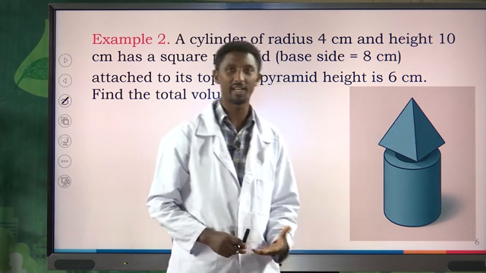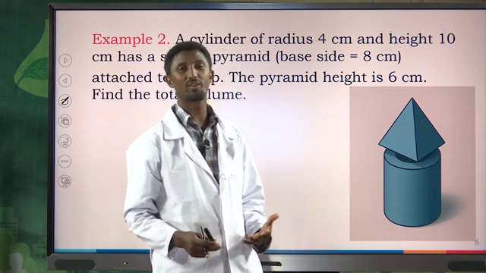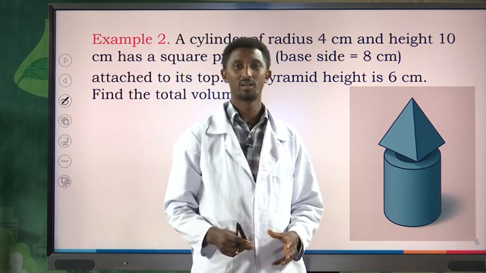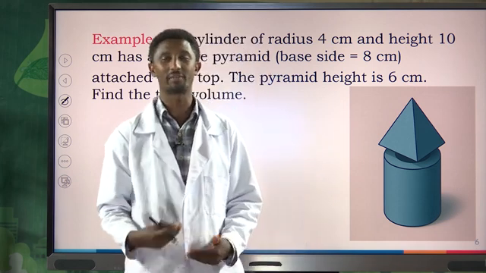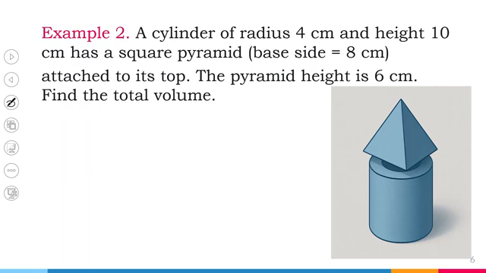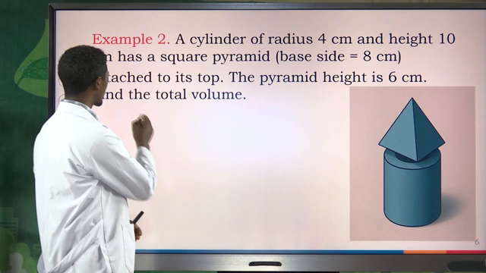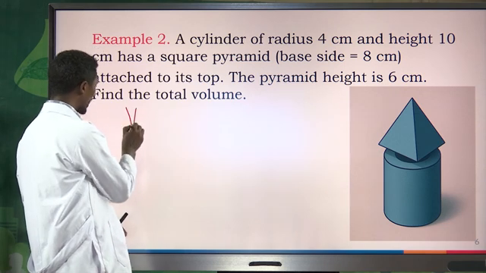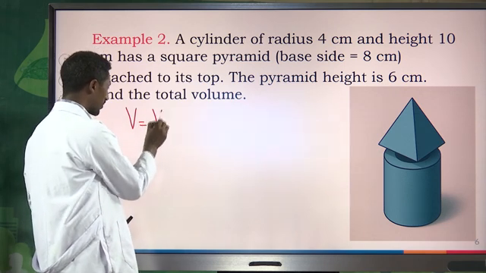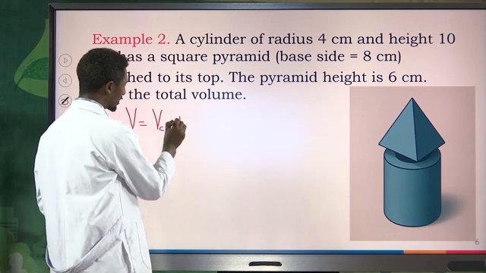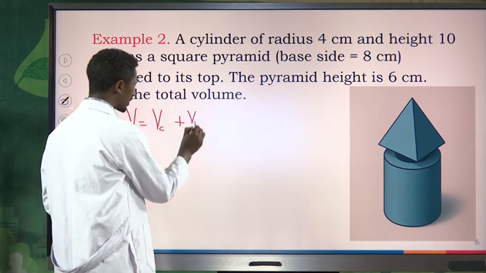So how can we find the volume? Finding the volume is now very easy. It's like combining two different solid figures. To find the volume, it's simply adding the volumes of the two solid figures. So the volume equals the volume of a cylinder plus the volume of a pyramid.